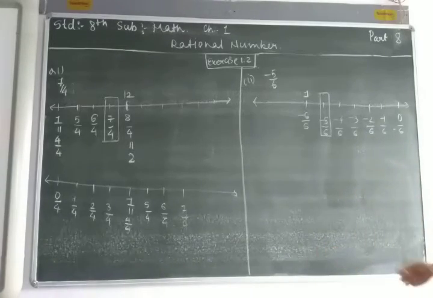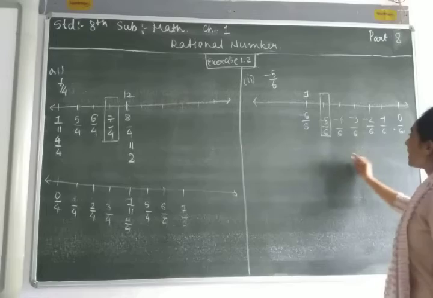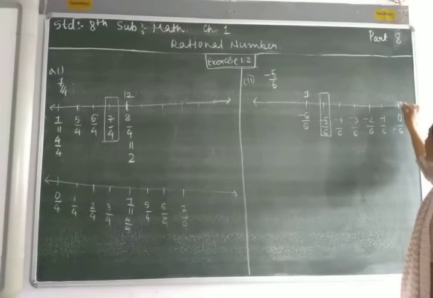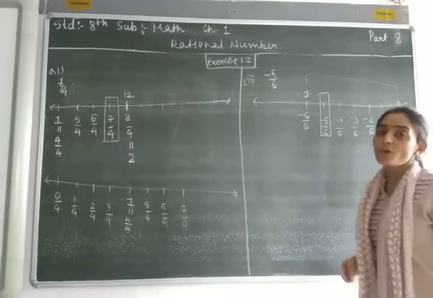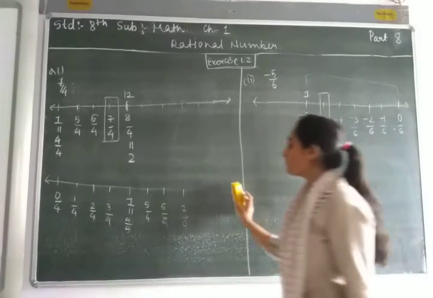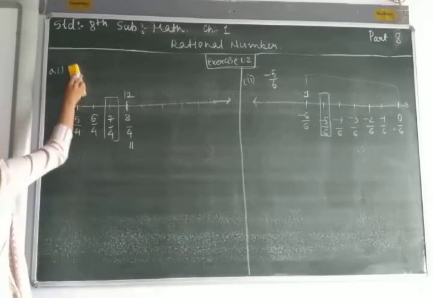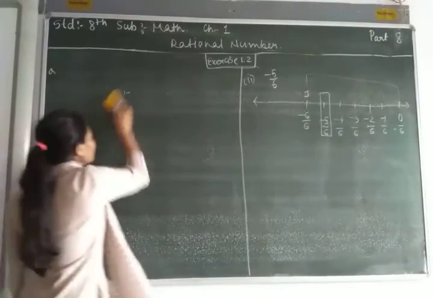Understood? Whenever my denominator is greater than the numerator, that fraction always lies between 0 and 1. You already studied this about fractions in your previous classes.